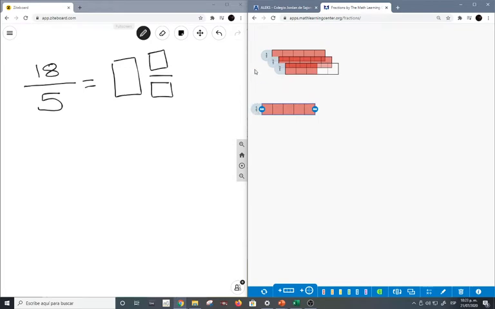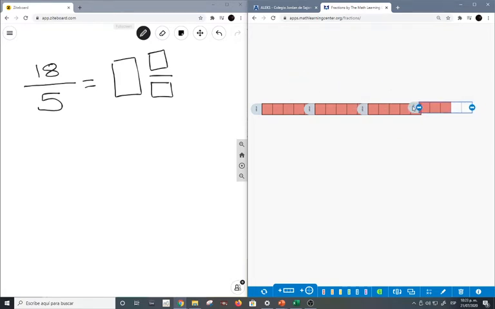So let me organize them one next to the other, so we can compare them later with their version in mixed number. So this is a total of 18 colored parts. And remember that each unit is divided in 5 parts.